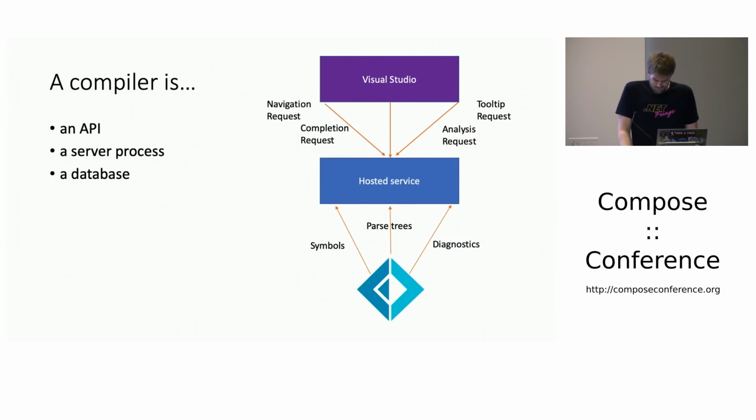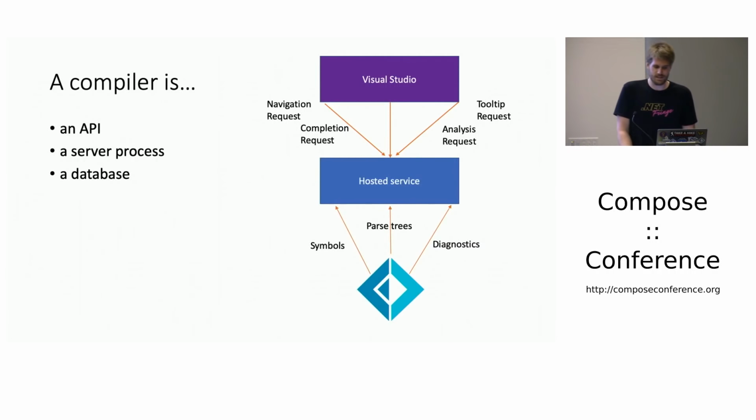And so we like to think of the F# compiler as actually an API, a server process, and a database. The database is all the symbols, the trees, the diagnostics, all that stuff is computed and stored, sometimes in a cache, or it could be serialized somewhere else. It depends on whatever you like. And that is hosted in a server process, which is where the actual compiler lives. And that thing accepts a bunch of requests over an API surface area.